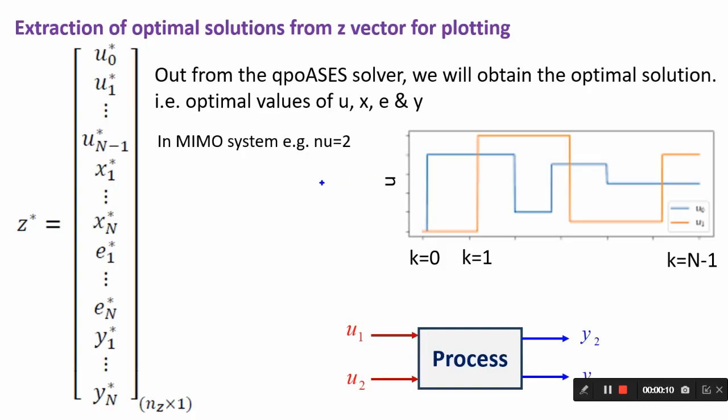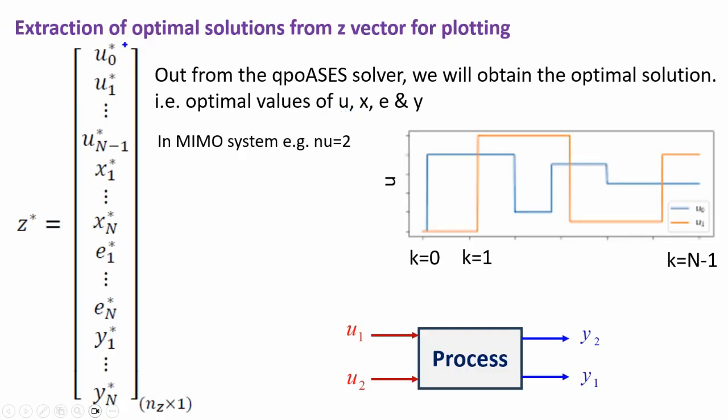I will explain here why we need to extract the optimal solutions from the z-vector properly when we are plotting the control inputs, the states, the outputs, and also the reference values. Now if you remember, the vector of unknowns, which is the z-vector, contains the following elements. When the qpOASES solver is used to solve the optimal control problem, it will also return the optimal solutions for these unknown variables in z in the same structure.